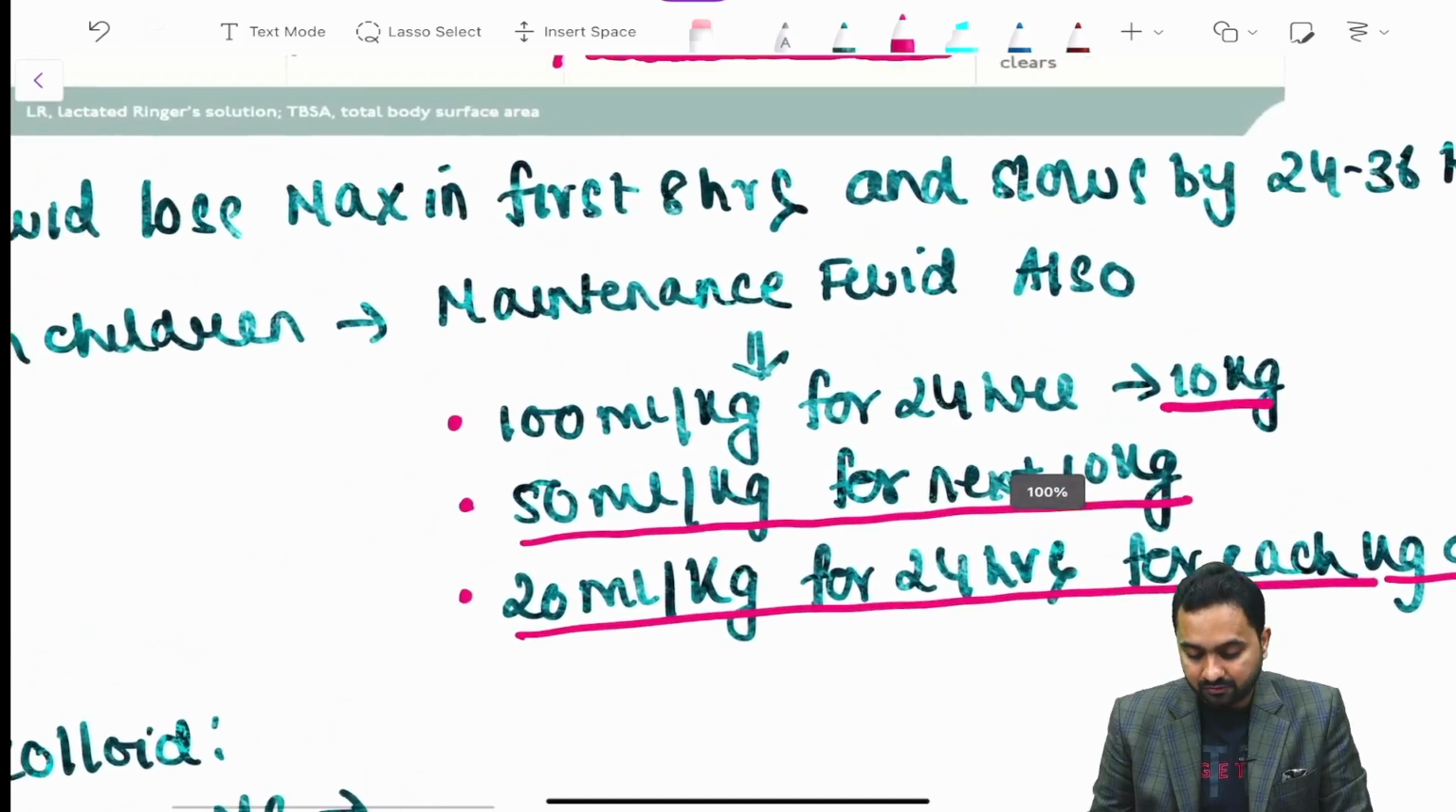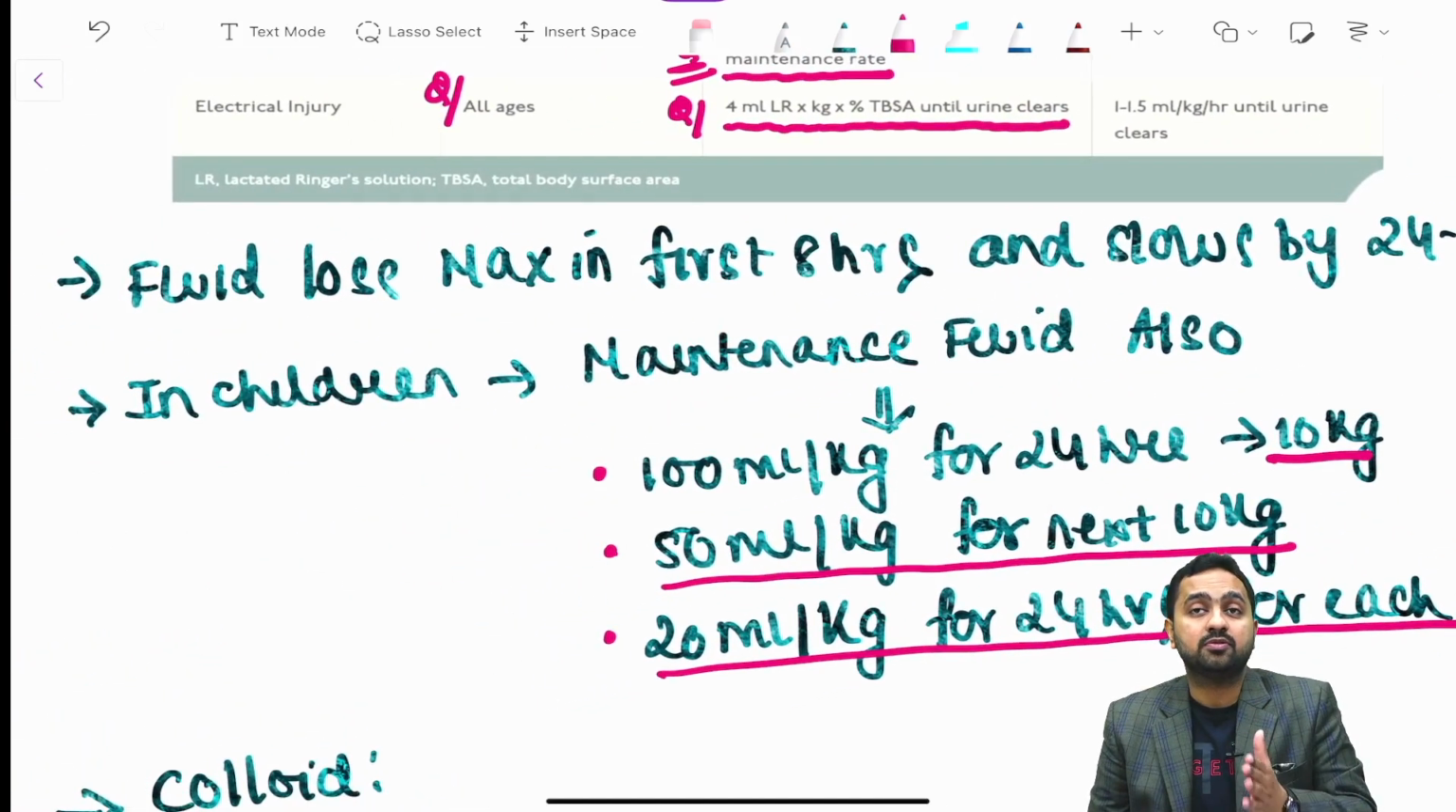So, in your Parkland formula, please remember that the first half of the fluid is given in the first 8 hours and then the remaining half is given over the next 16 hours.